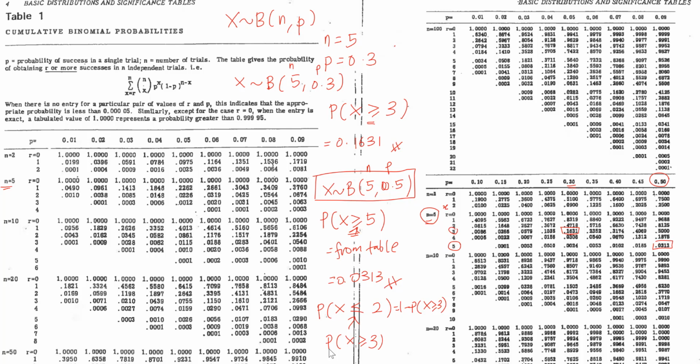So our n is equal to 5, our p is 0.5, and our x is equal to 3. So this one is our x equal to 3, and our answer is 0.5. So it is equal to 1 minus 0.5, which is equal to 0.5.